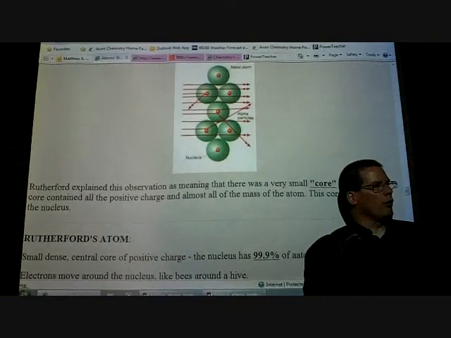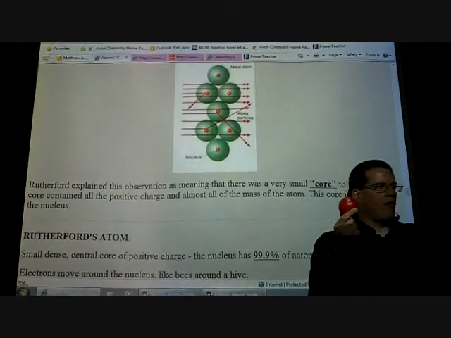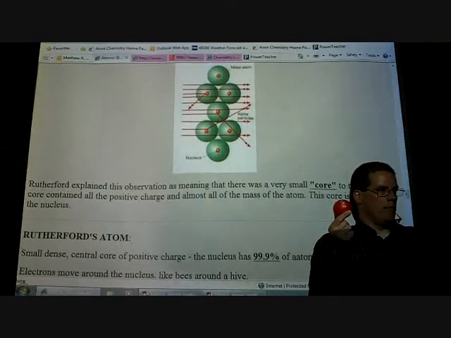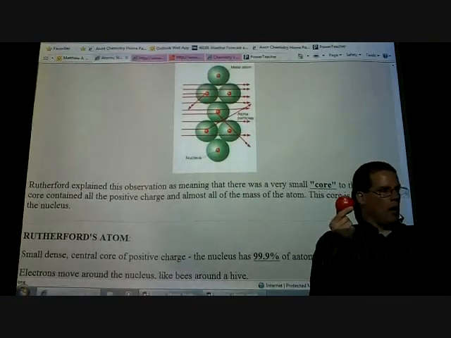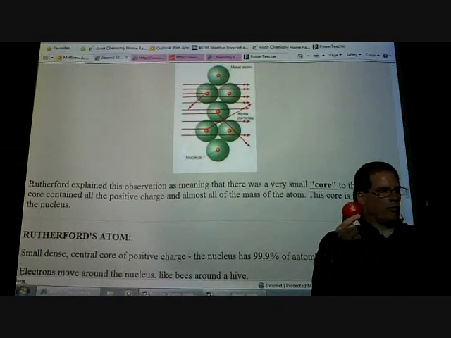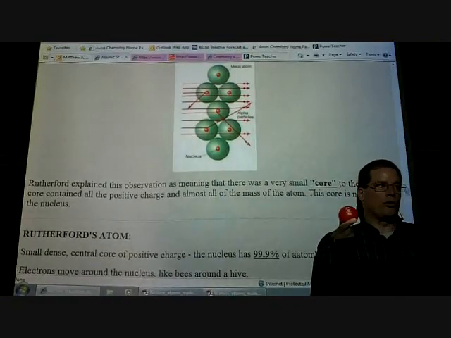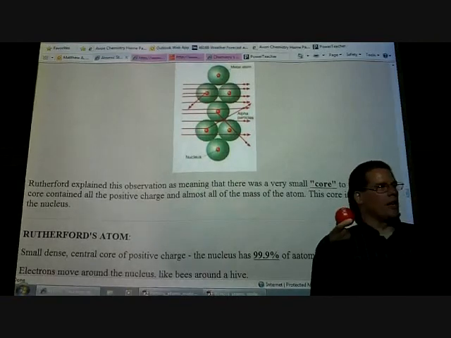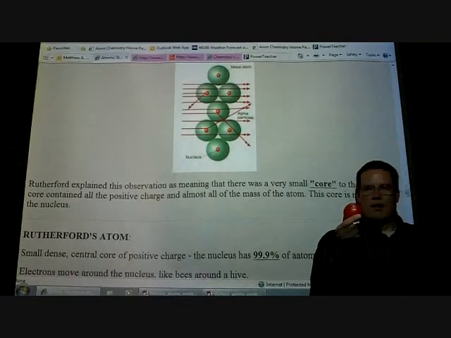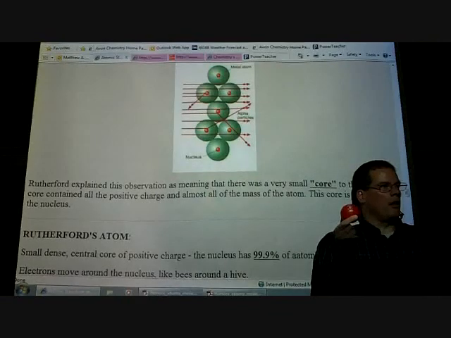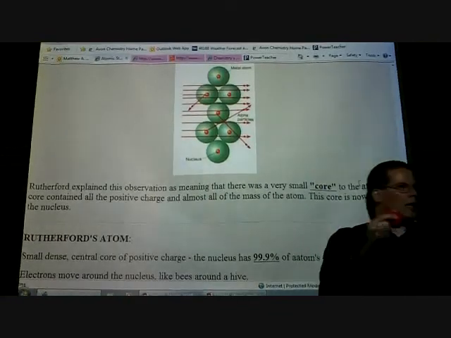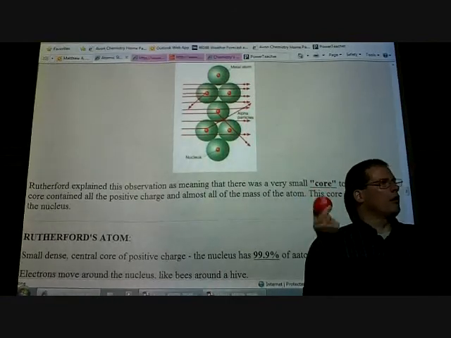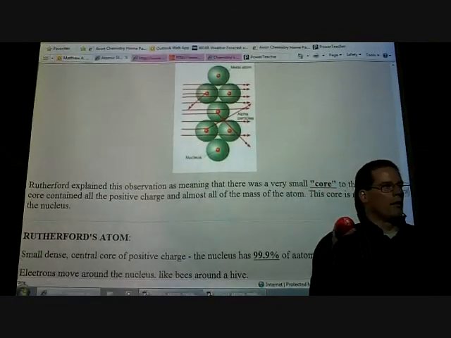If you think about our solar system, here's the sun. How far are we from the sun? 93 million miles away. And between us and the sun, there's two other planets, Venus and Mercury, and that's it. The rest of that is empty space. And that's really not to scale, because that's a lot larger than the nucleus and an electron.